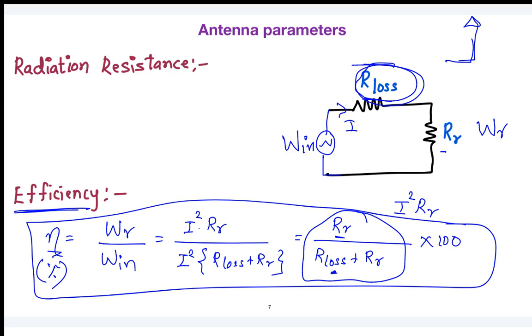Ultimately, to summarize, the radiation resistance is the resistance of the antenna. If it is very, very high compared to the loss resistance, you can get the maximum efficiency. So this is one of the important parameters when you are talking about any antenna. Clear?